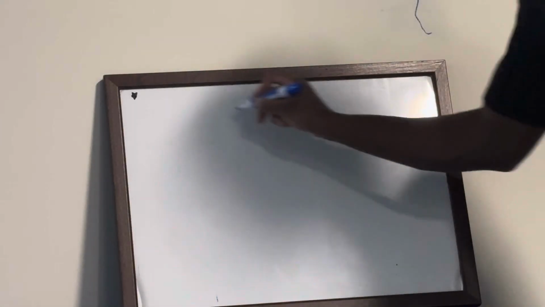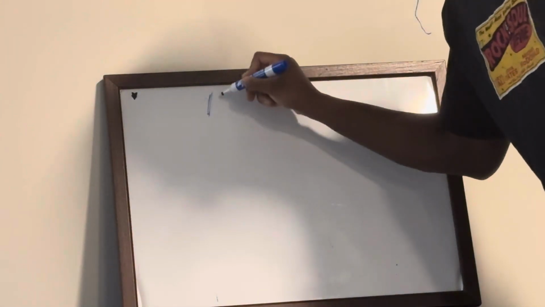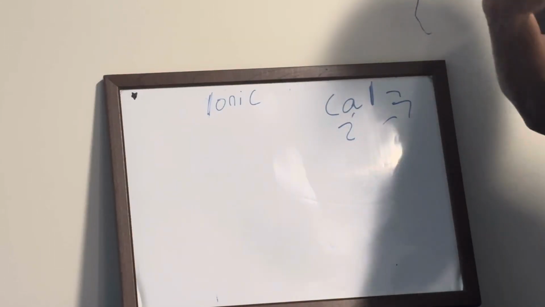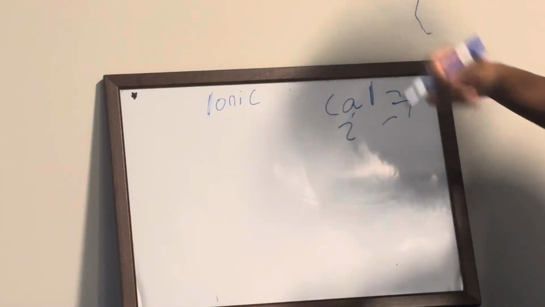Last one is the one we know, ionic. These are always fun. Metal and non-metal. So that is Ca and I. I is 7, Ca is 2, and they're also metal and non-metal. So ionic. You know ionic.